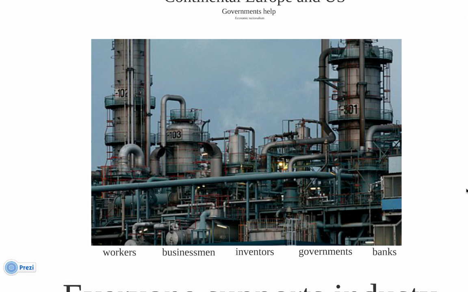Look at that. That's a factory. Modern. It's not a factory that you would have seen back then, but pretty amazing.